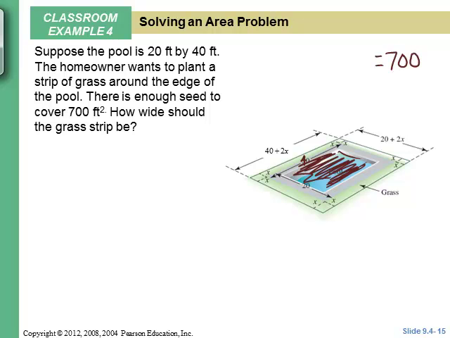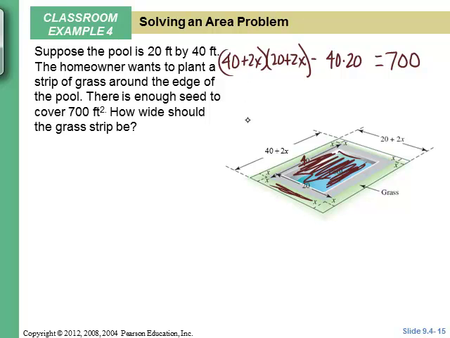What is the big rectangle? It's 40 plus 2x by 20 plus 2x. Now why is that so? Because the border is going to be x along each side, and there's two of those along each side, minus 40 by 20 will equal 700.